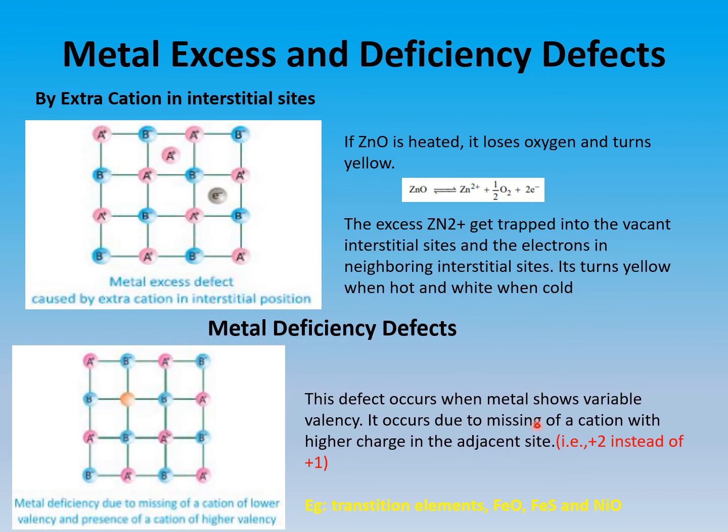It occurs due to a missing cation with the higher charge in the adjacent site. Here the oxidation state is +1; instead of that, +2 is there. Examples of this type of metal deficiency defect are transition elements: FeO, FeS and nickel oxide. Fe2+ and Fe3+ will be there. If Fe2+ is missing, the nearby cation is Fe3+. Like that, metal deficiency is shown in Fe.